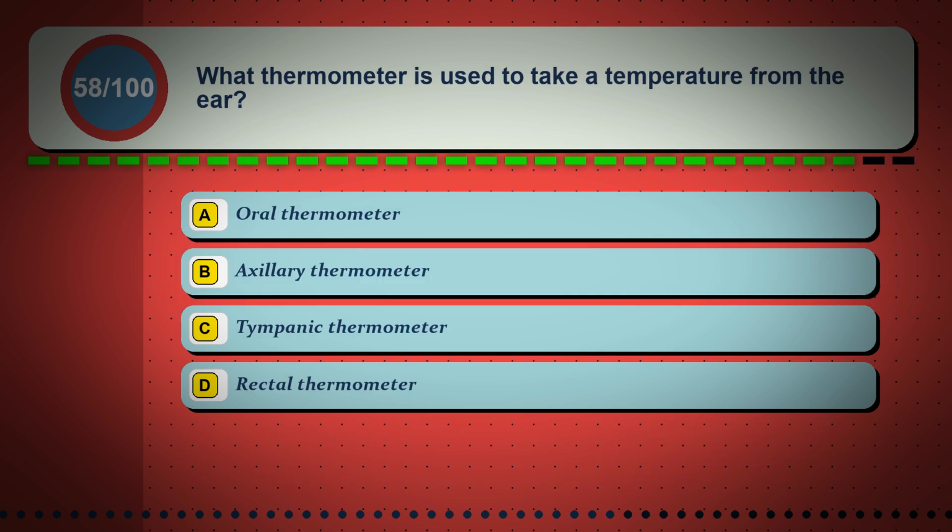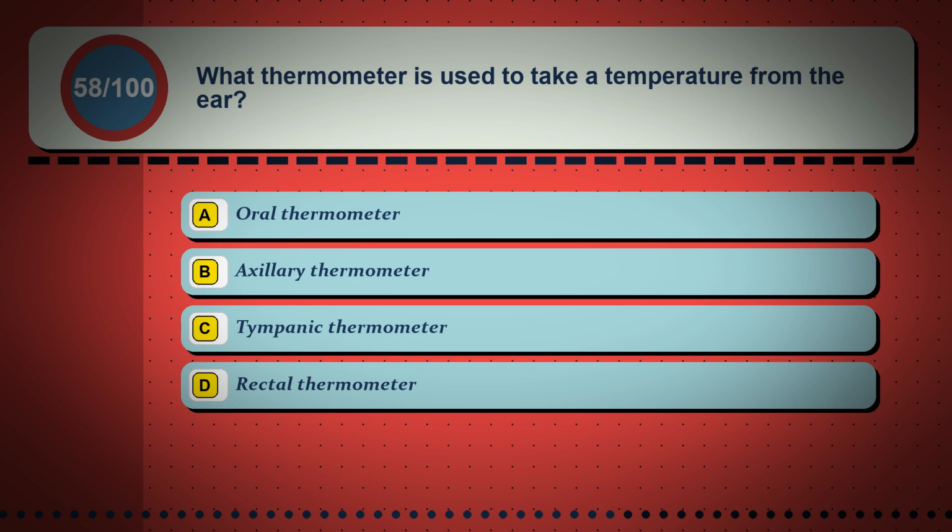Question 58. What thermometer is used to take a temperature from the ear? Option A, oral thermometer. Option B, axillary thermometer. Option C, tympanic thermometer. Option D, rectal thermometer.